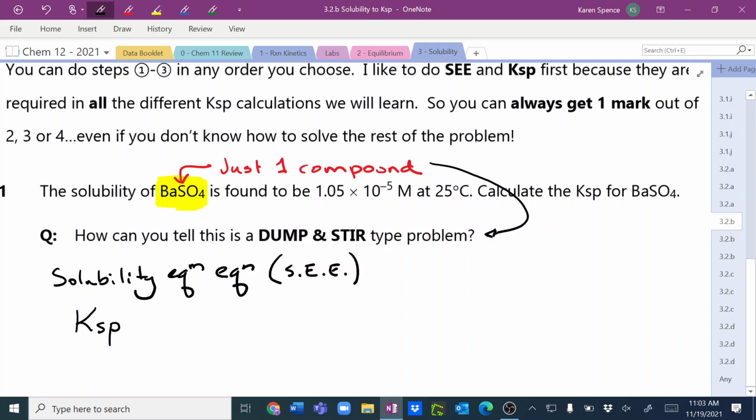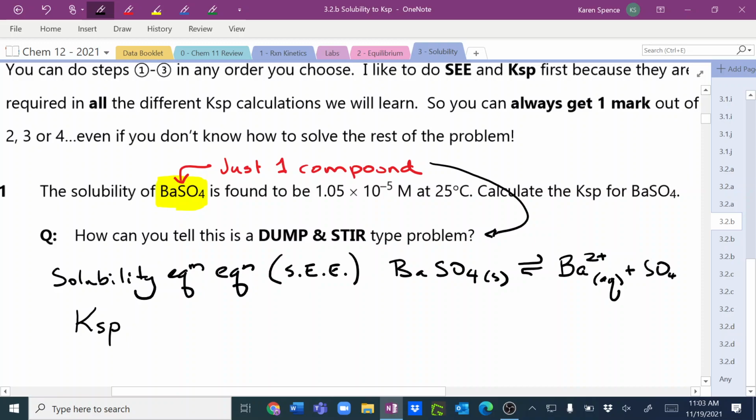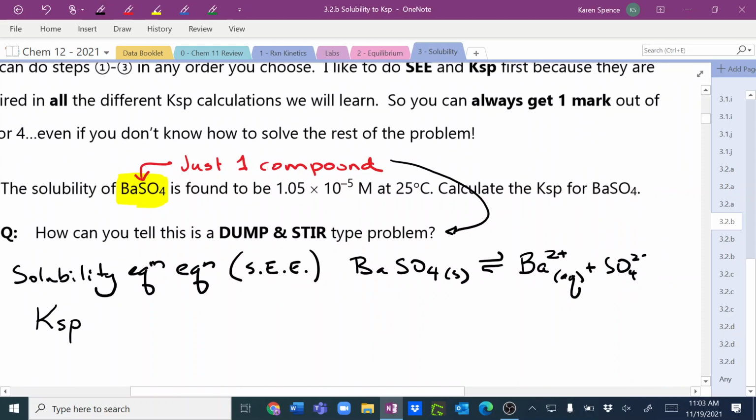You did a great job on that because you already know how to do this, yes? So it's going to be barium sulfate solid in equilibrium with barium 2 plus aqueous plus SO4 2 minus aqueous. KSP, most people were getting this as well. KSP is the barium concentration times the sulfate concentration.